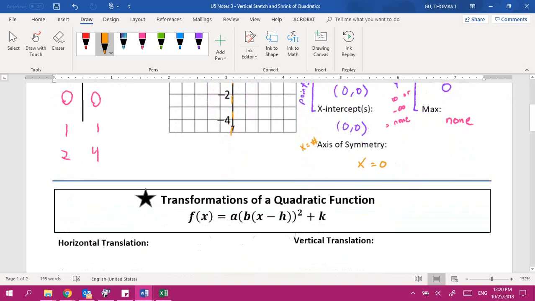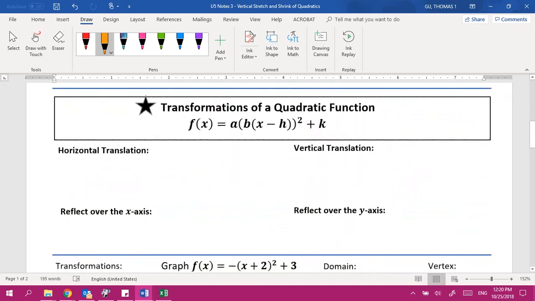And now let's look at this. Oh my goodness. All right, so this equation right here shows you all of the possible different transformations of a quadratic function. Because remember, the parent function is f of x equals x squared. And all of these different variables show you different possible transformations. So we're going to go through these.